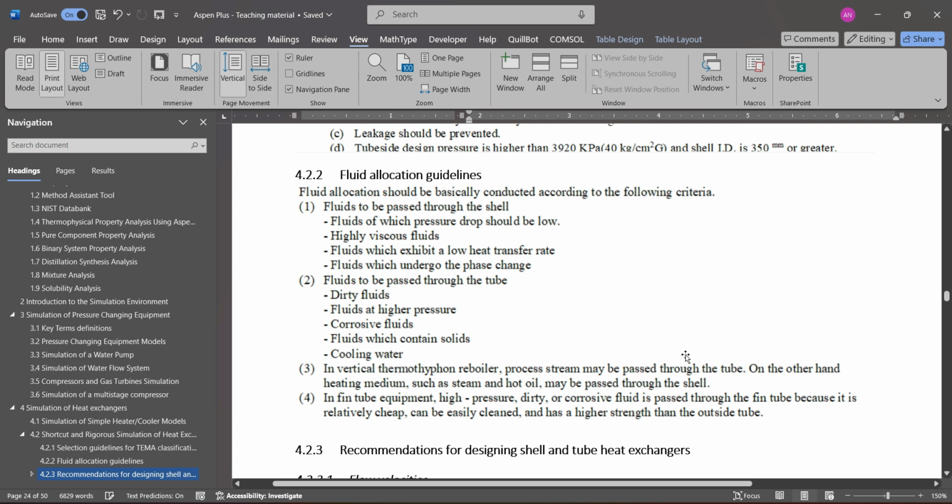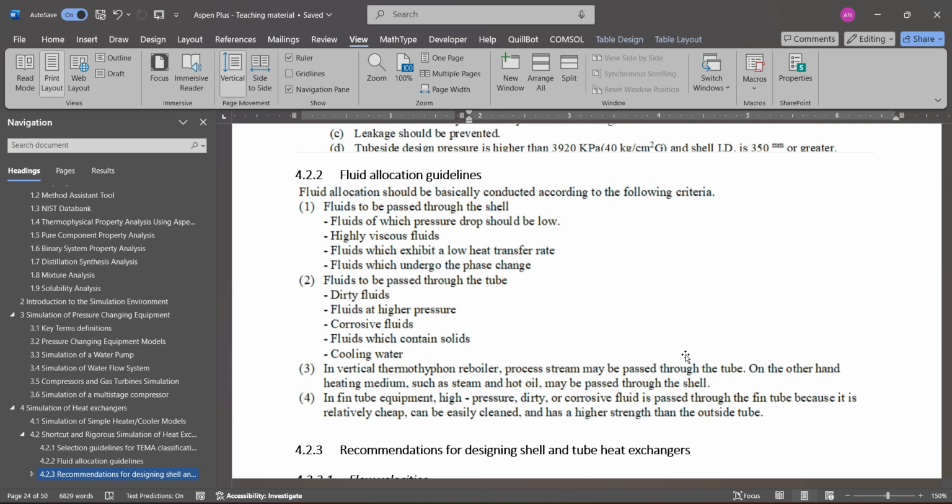What should be the fluid allocation? Commonly, if we have a dirty fluid that can easily foul the heat exchange surface, then we preferably pass it through the tubes because cleaning is relatively simpler and easier. We can do mechanical cleaning or chemical cleaning depending on the nature of the fouling. And if there is a relatively cleaner fluid, then we put it in the shell side. For cooling water, there is a general recommendation to put it in the tube side for cooling purposes, but again, it depends what the other fluid is.